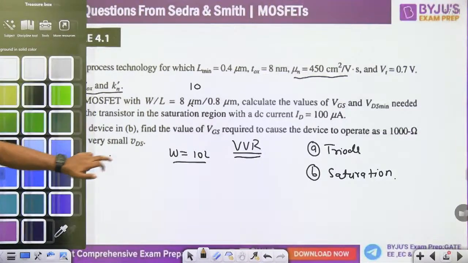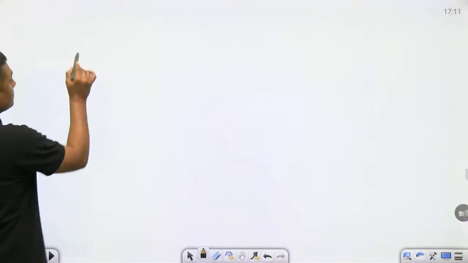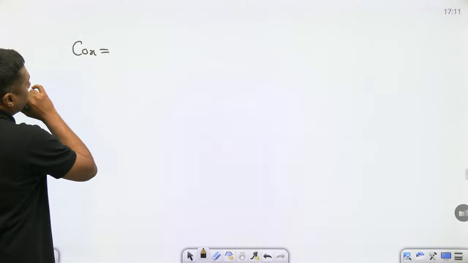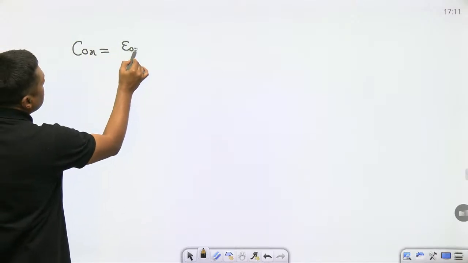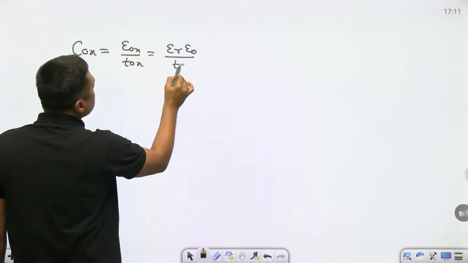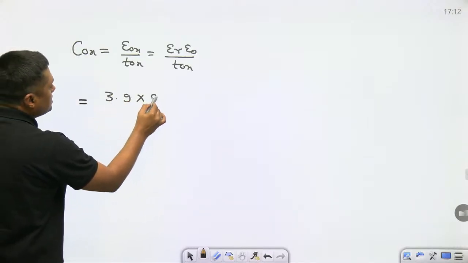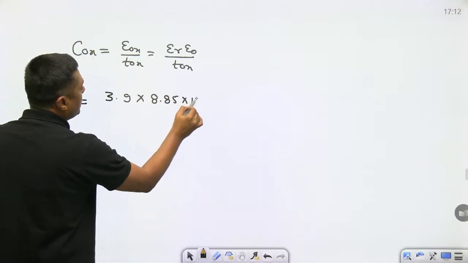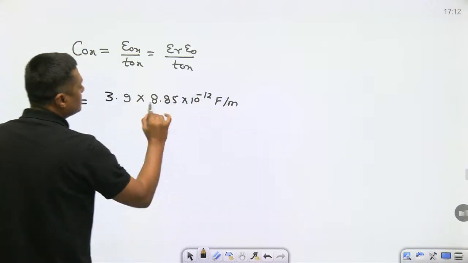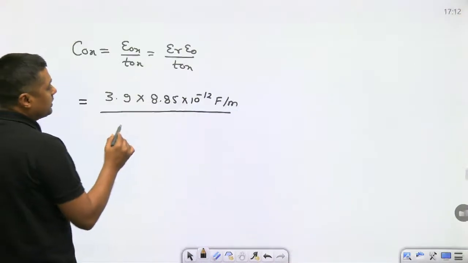Now, first of all, what is in the question? Consider a process technology for which find COX and Kn'. So COX is given by epsilon_ox divided by t_ox, where this is epsilon naught times epsilon_r over the oxide thickness. What is epsilon_r here for oxide? It is 3.9. Epsilon naught is 8.85 times 10 raised to power minus 12 farad per meter. What is the thickness? Thickness is given as 8 nanometer, 10 raised to power minus 9.